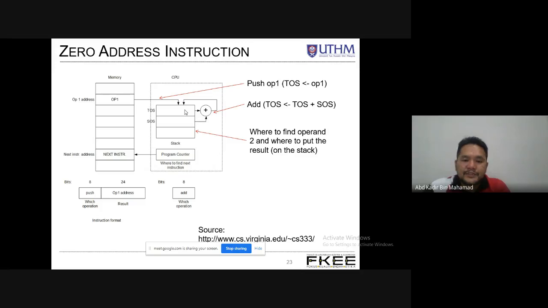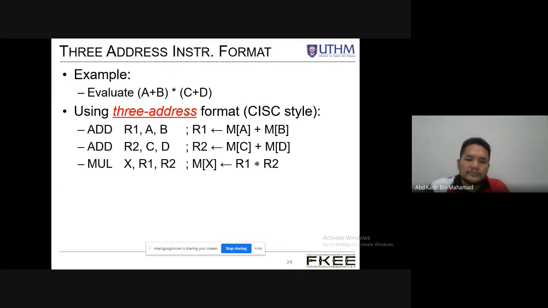Okay, so this is what I call the example to show for the zero address instruction. Okay, this is an example for three address format.